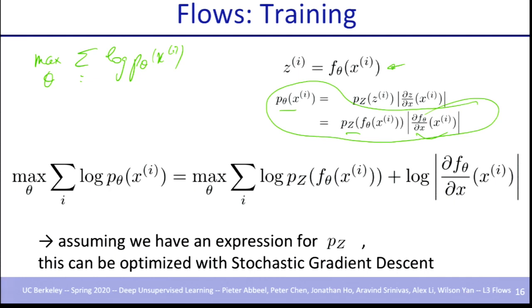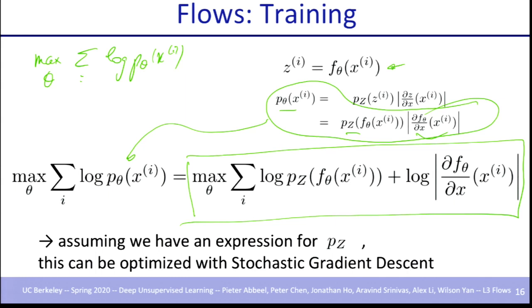And so what that actually means is that you can use this thing over here, sub it into the objective, and once you sub it in, you end up with this objective over here. And that objective, we can actually optimize assuming we have some expression for p of z. So imagine, for example, you have a Gaussian density for z, then log p_z of whatever that transformed value is will be something you can optimize for and try to maximize.